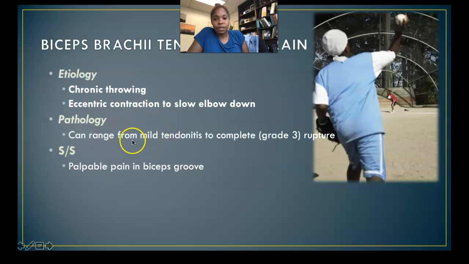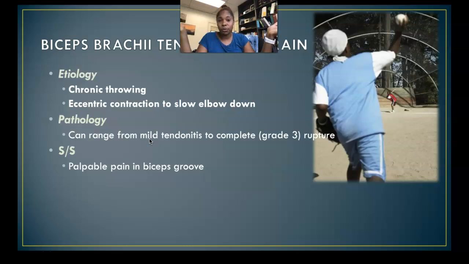Pathology wise, it can range from mild tendinopathy to a complete rupturing. We hope that the rupture never happens, but in terms of the grades, remember grade 1 and grade 2, we're thinking that the patient's probably just going to have pain during, maybe a little bit after, which could progress to pain before, during, all of the above.